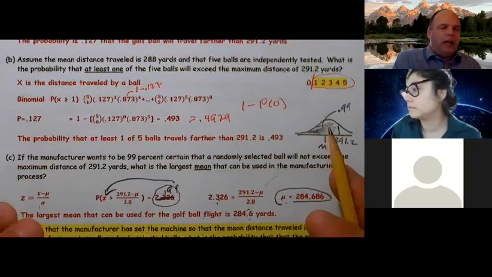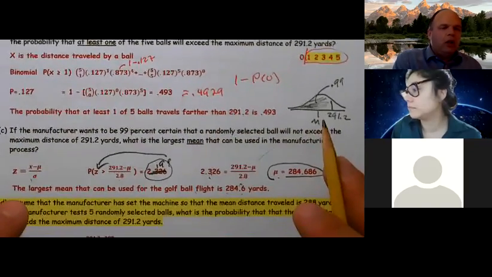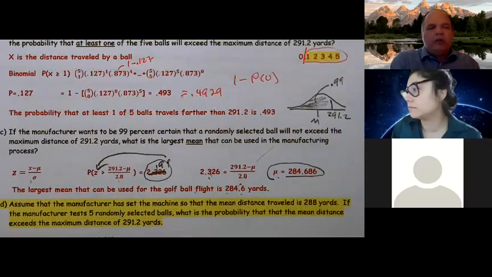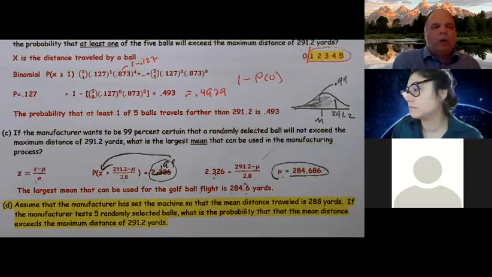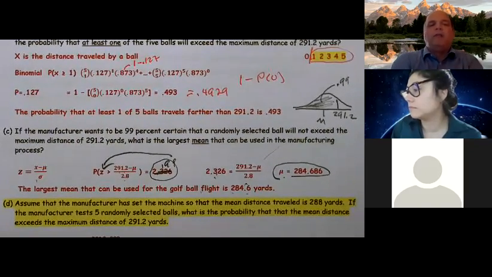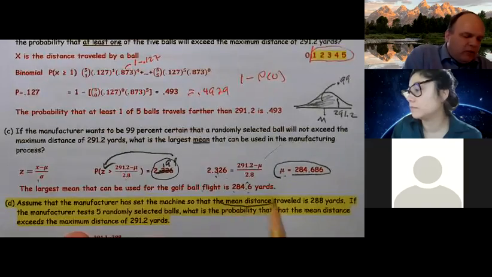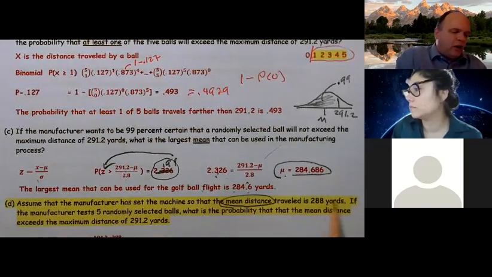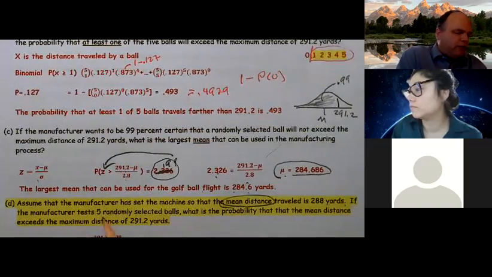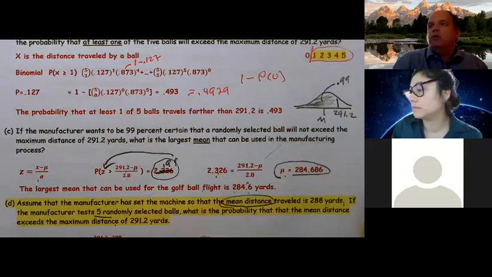Now, the one that I asked, which is why I highlighted it so you know that it wasn't part of the College Board questions, says, assume that the manufacturer has set the machine so that the mean distance, and this is the key phrase, that the mean distance traveled is 288 yards. If the manufacturer tests 5 randomly selected balls, what's the probability that the mean distance exceeds the distance of 291.2?